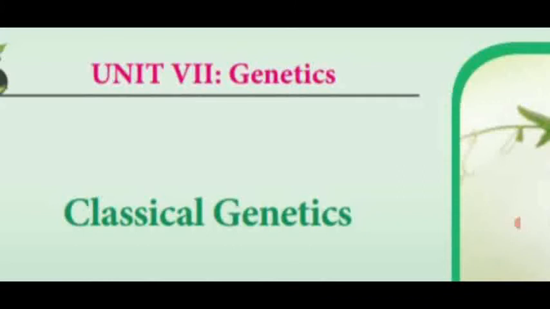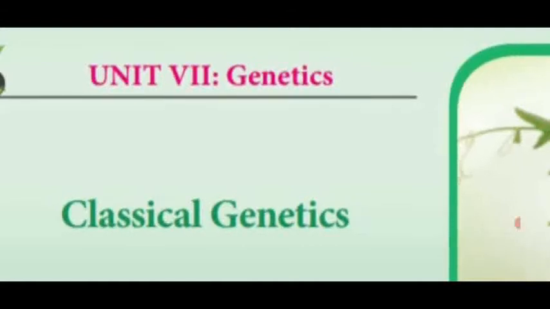That is said to be monohybrid cross, which gives the explanation of two laws of Mendel, that is law of dominance and law of segregation. Dear students, up to this only we have seen in the previous video class.